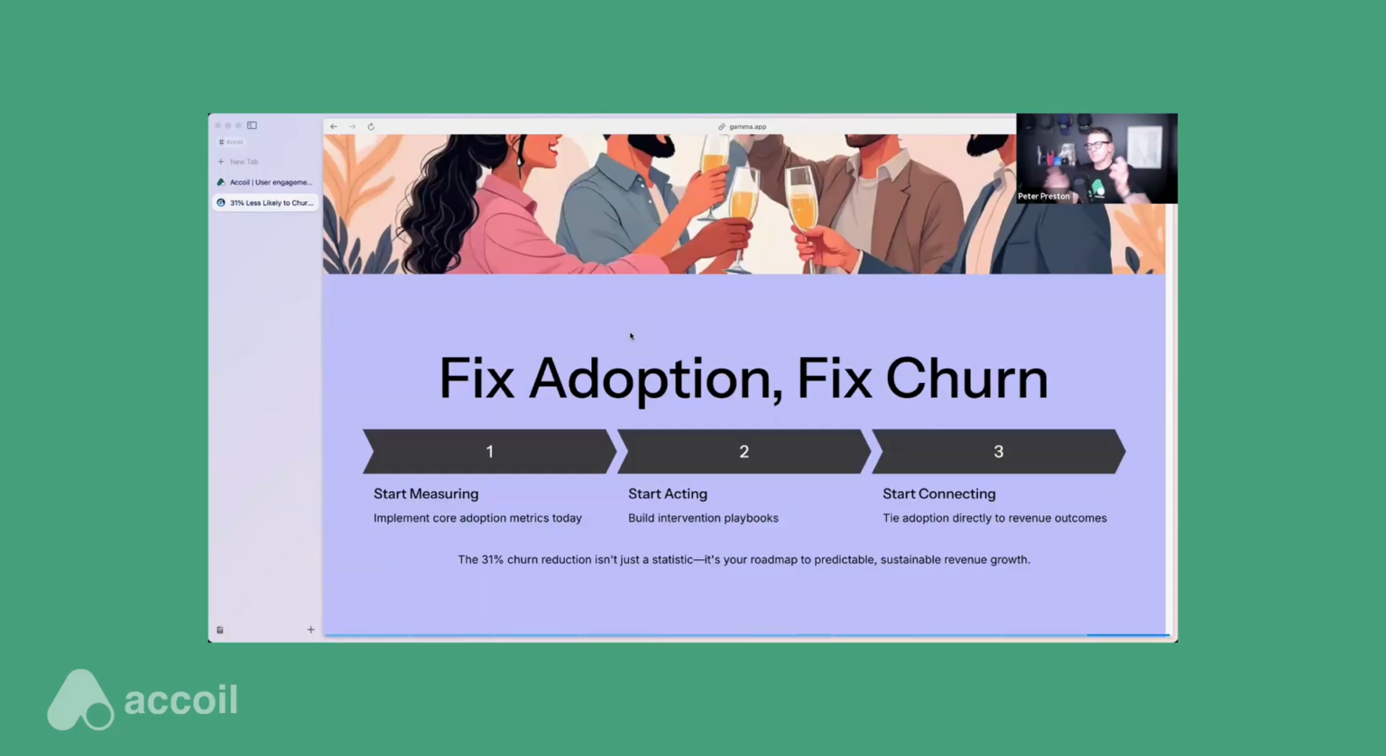Just to wrap up, measure feature adoption. If you can't measure it today, let us know. We're more than happy to help you, but start measuring it if you can. Start building intervention playbooks. Look for signals. Help yourself answer the question, so what does that mean? What does that really indicate to us as far as customer health, customer longevity, customer lifetime value? And then what are you going to do about it? And what actions can you as a team take?